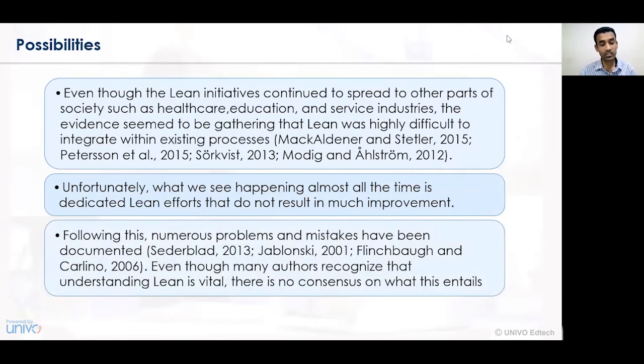The next feature is the numerous problems and mistakes that have been documented. The research undertaken by Cedar Black, Jeps Lonke, Flinchbach, and Parlino focuses on the importance and understanding of lean as being of vital importance, and no consensus has been provided as to these entitlements or features that can be considered.